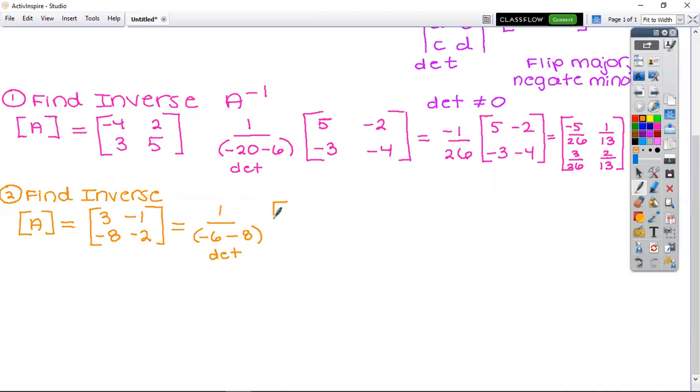And now you're going to do your flipping. So you're going to take your 2 by 2 matrix. You are going to flip your major diagonal and keep the signs the same. So this becomes -2, +3. And then I'm going to negate my minor diagonal. So the -8 becomes a positive, and the -1 becomes a positive. And I'll just keep going.